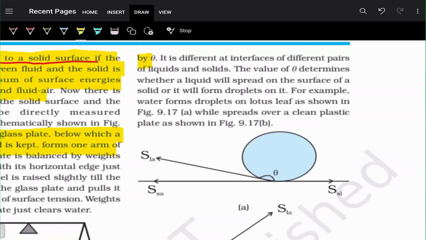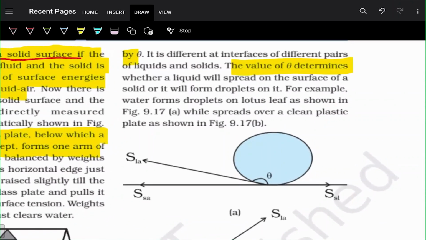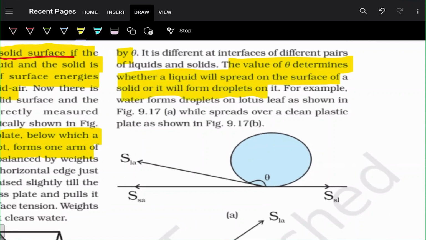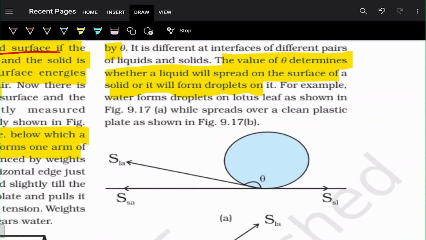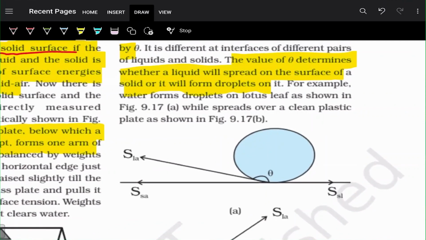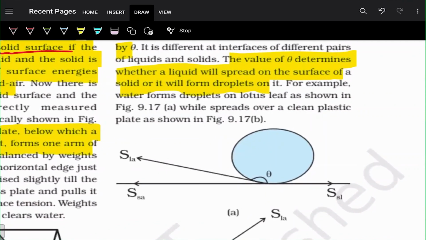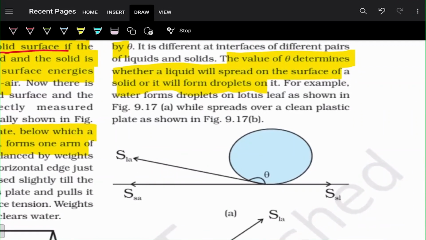The value of theta, the value of angle of contact determines whether a liquid will spread on the surface of a solid or it will form droplets on it. Whether a liquid will spread on the surface of a solid or it will form droplets on it. Simple.